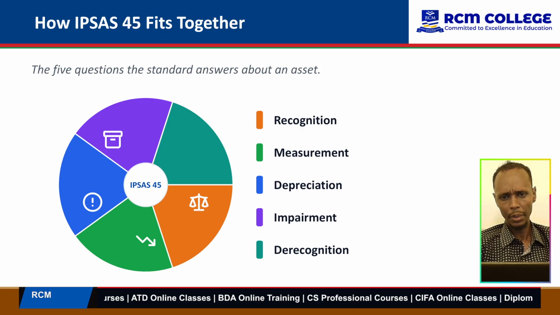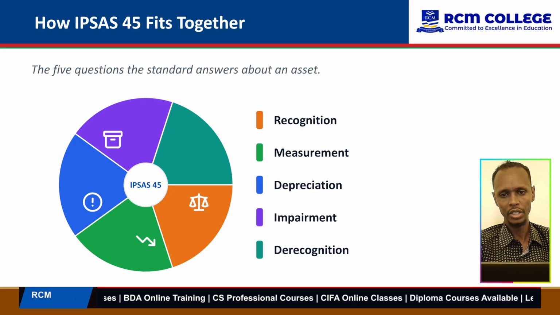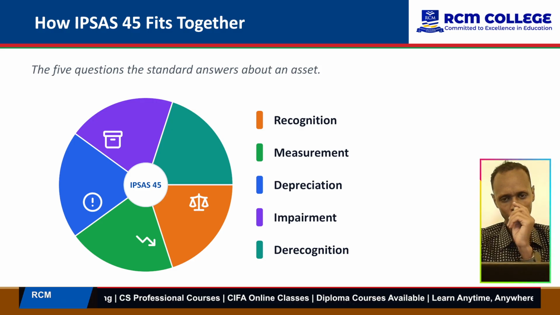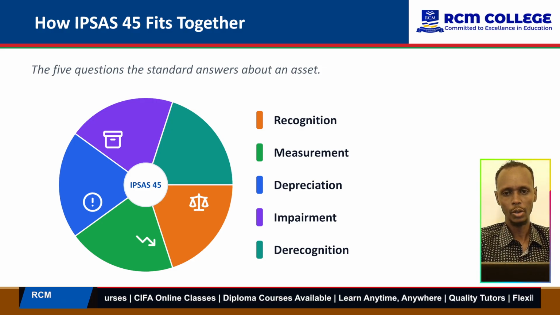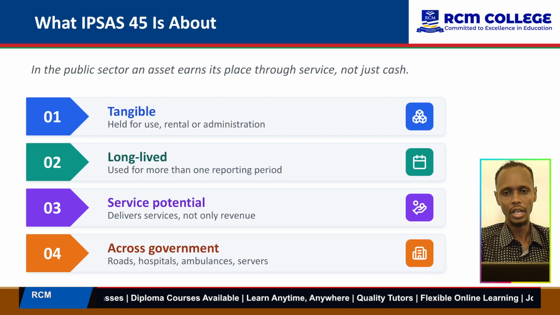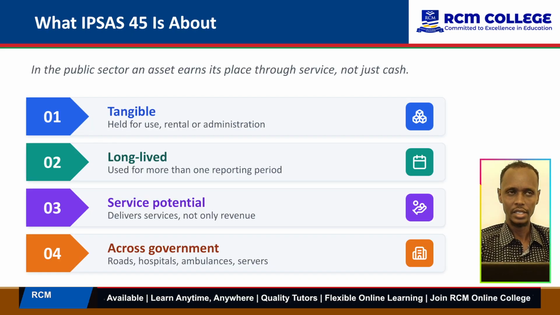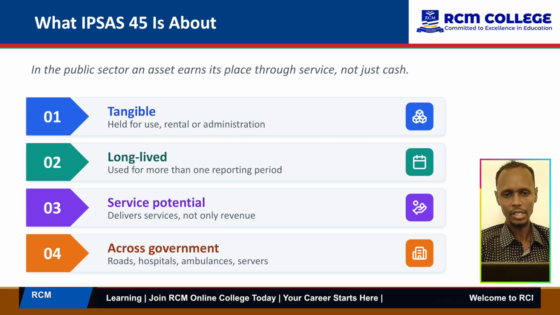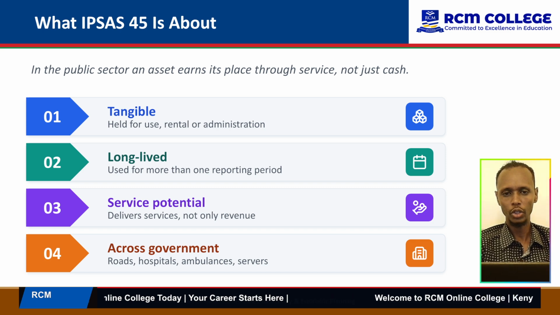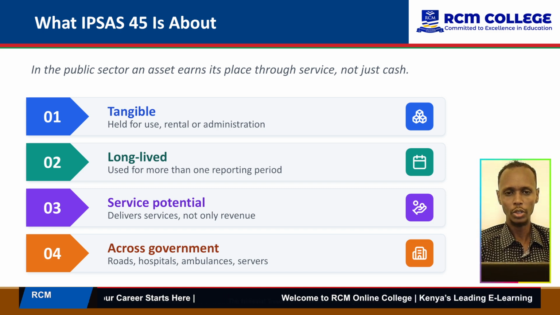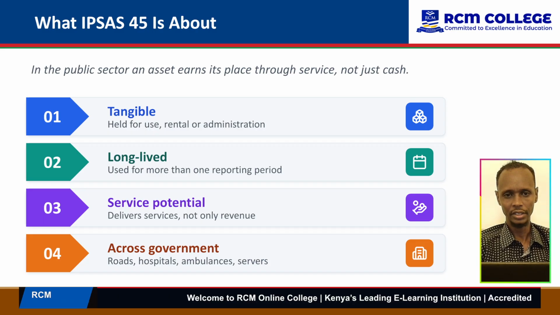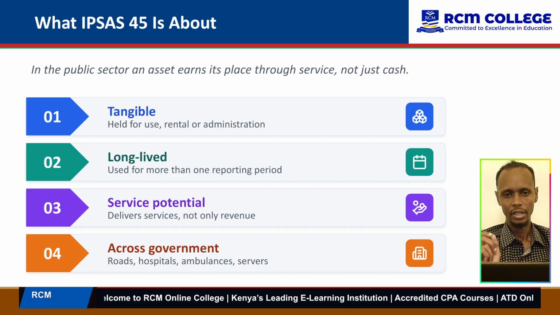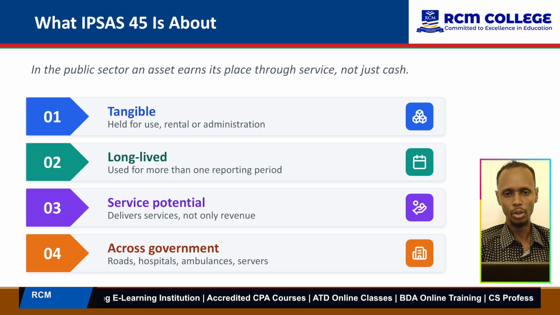So for PPE, we will look at recognition, measurement, depreciation, and impairment. So how do we recognize an asset? How do we first put them in our books? In the old days, we used to identify assets as fixed assets, especially those non-current assets. Nowadays, we categorize them into two, current and non-current. If you refer to IPSAS 1, paragraph 76, it tells you how to categorize those assets.